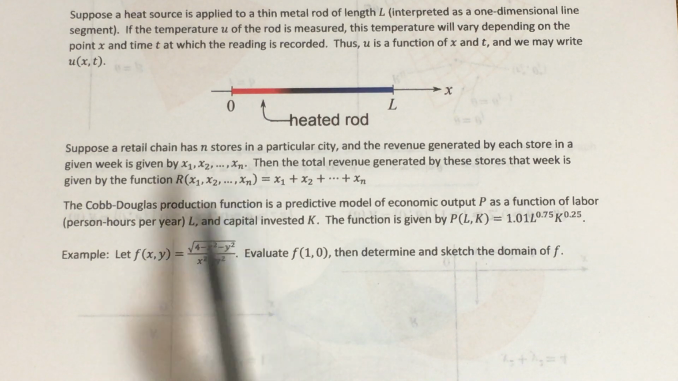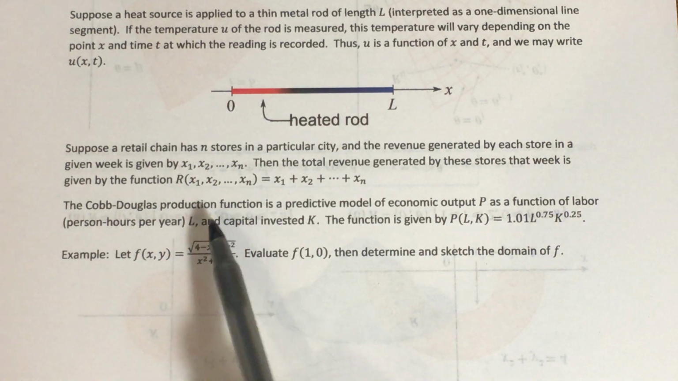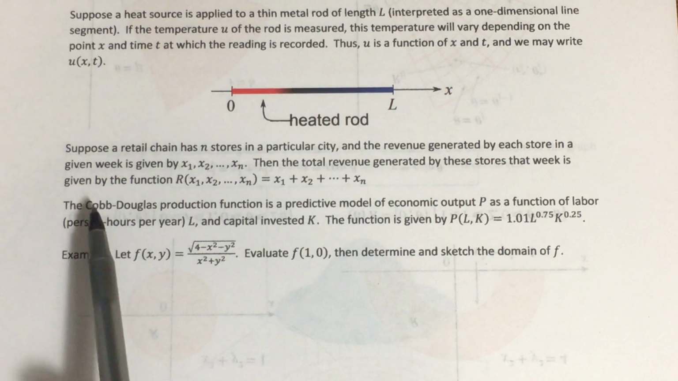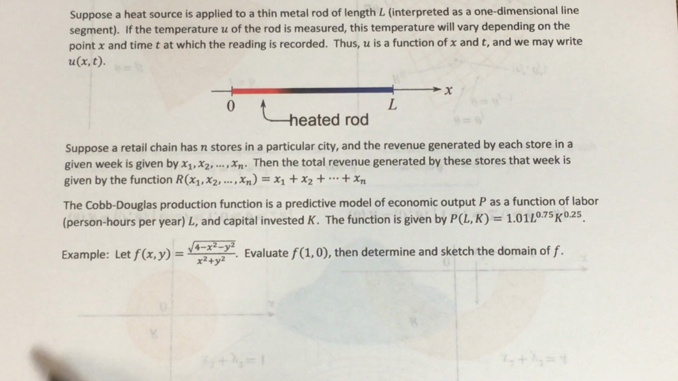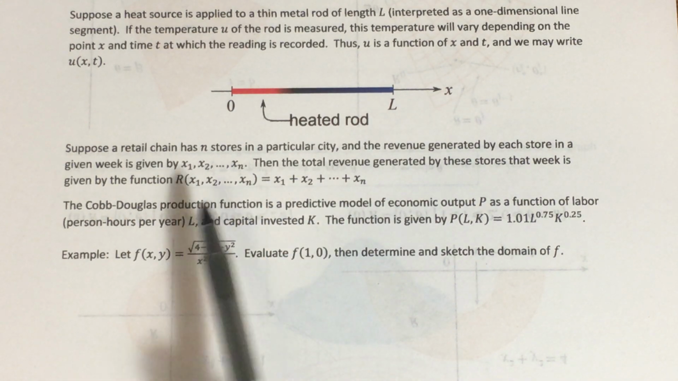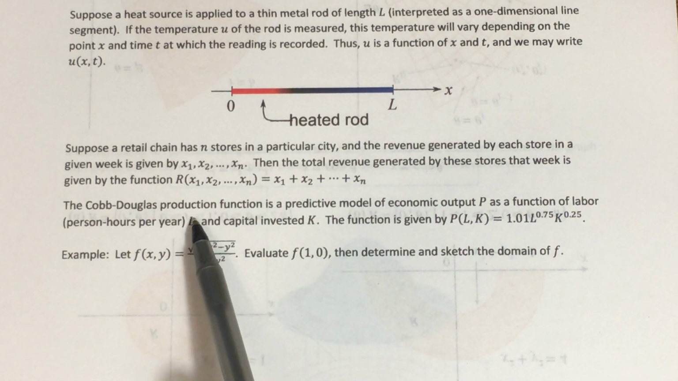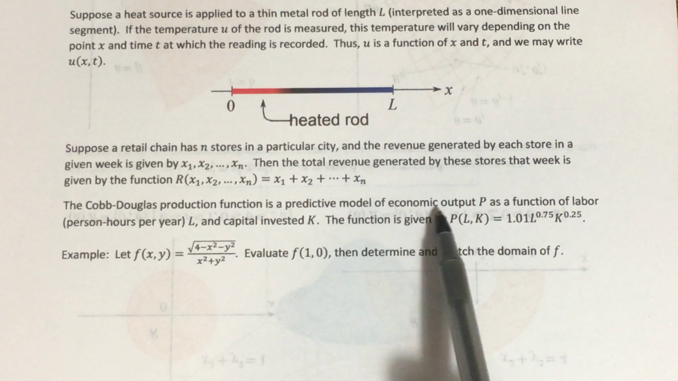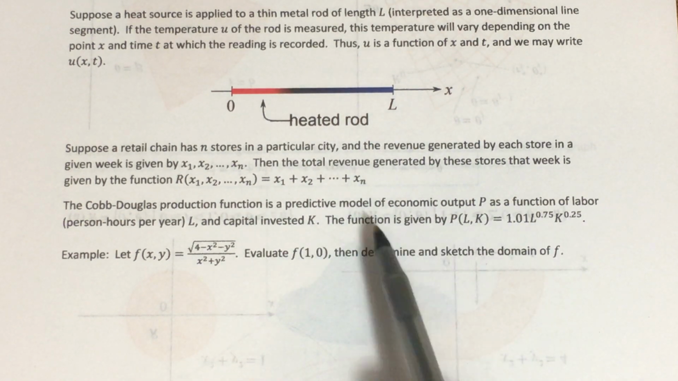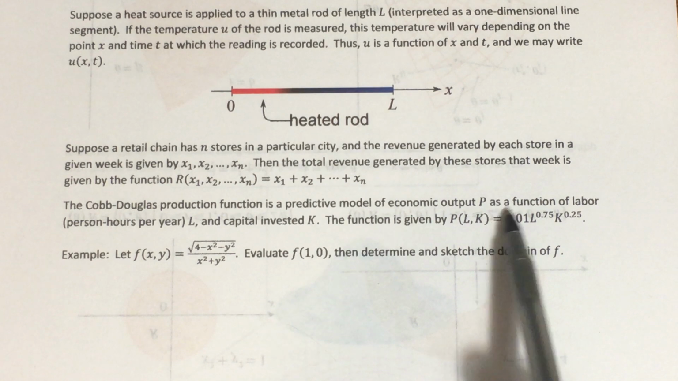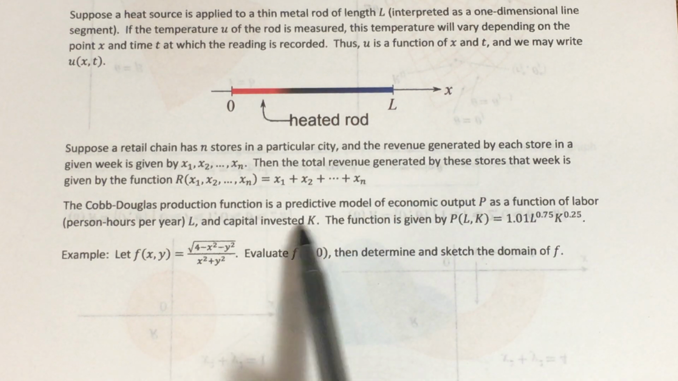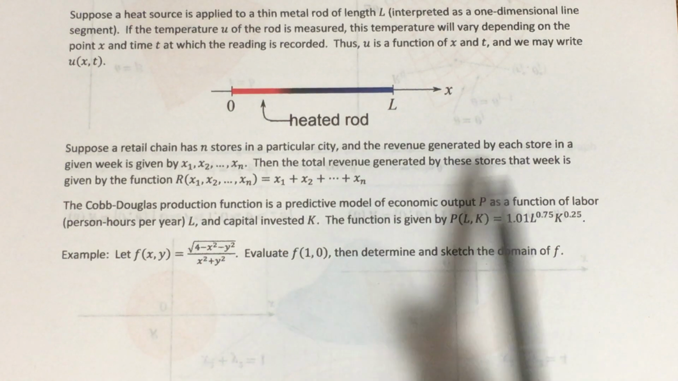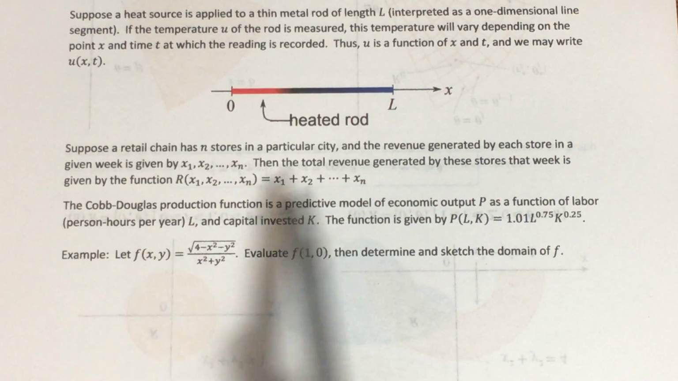This is a function that was derived back, I believe it was the 1920s, based on a study that was done by these two researchers. They collected a lot of data, and then they formed a mathematical model from that. But the idea is they want to look at the total economic output of a particular economy, and they want to consider it as a function of two variables: labor and capital invested in that economy. Labor is measured in person hours per year.